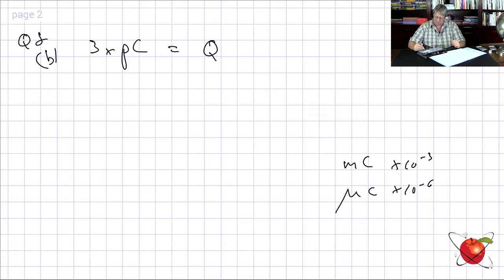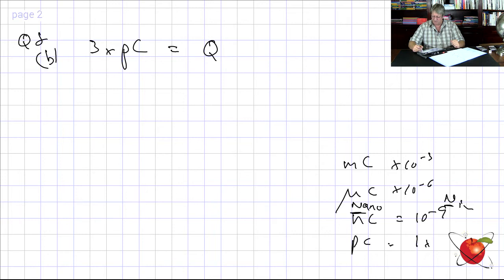Nano is 10 to the minus 9. Picocoulombs, 10 to the minus 10, 11, 12. All right, so we've got that now.